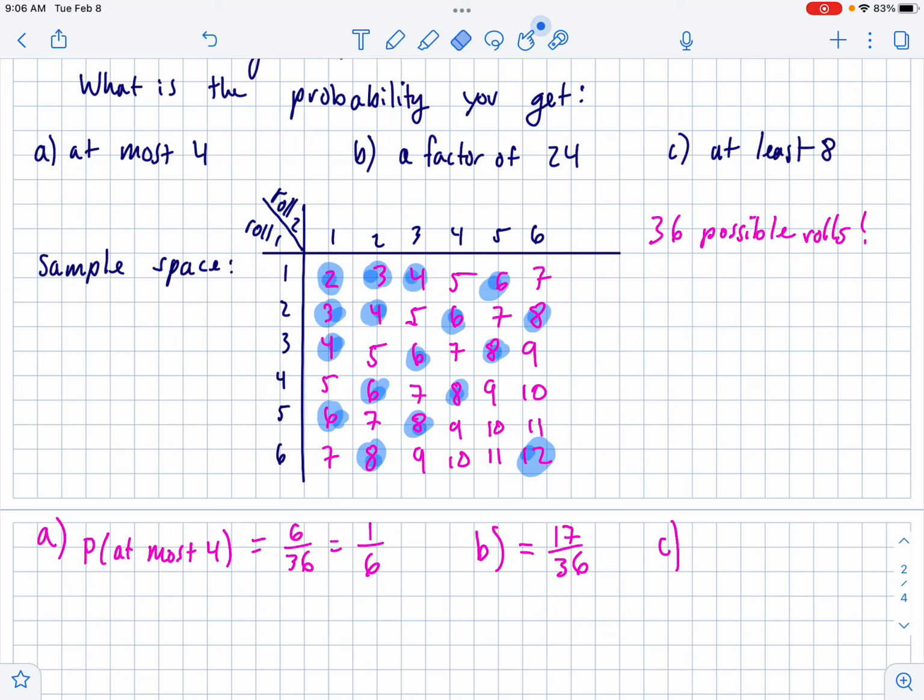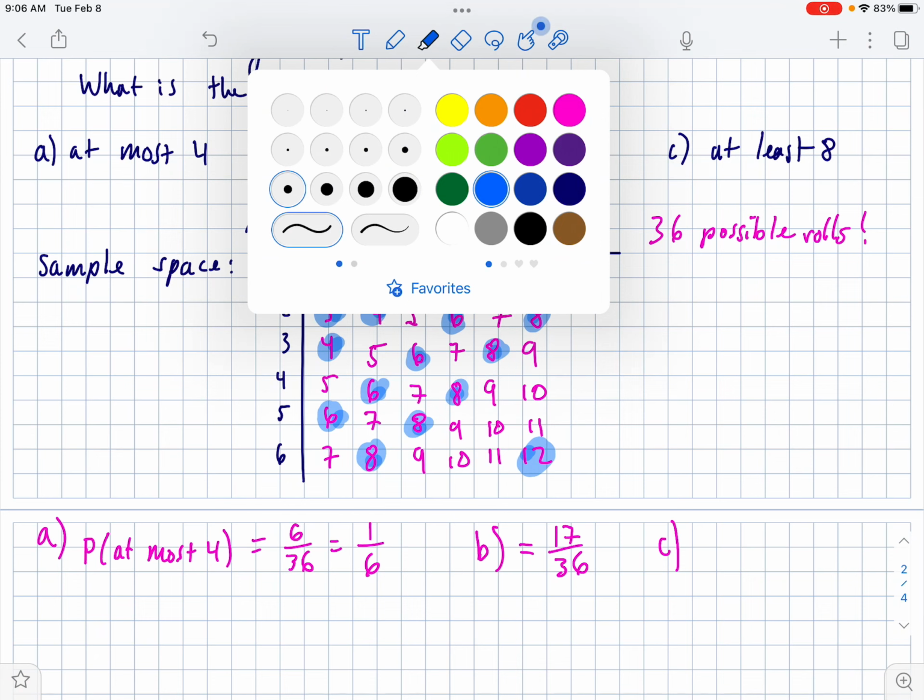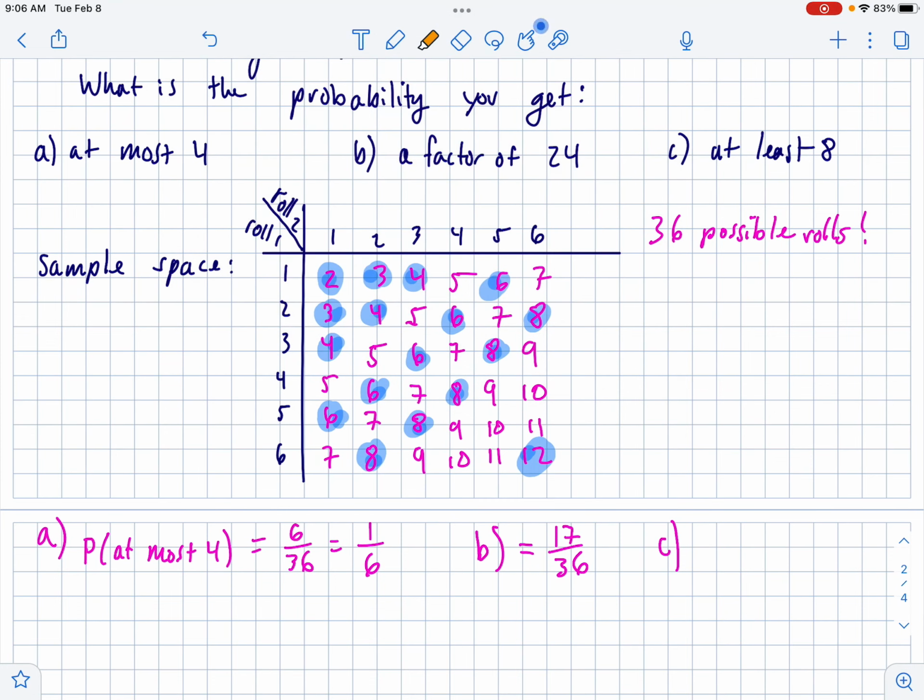Last one, at least 8. So at least 8, I'm not going to erase all those. I'm just going to use a different highlighter. At least 8 would be all of these numbers here, which I could count all those up by hand, but it's over half of them. So sometimes it can be quicker just to count up all the numbers that it's not. 1, 2, 3, 4, 5, 6, 7, 8, 9, 10. So if I take 10 out of 36, that means this is 26 out of 36, which is 13 out of 18, I believe.